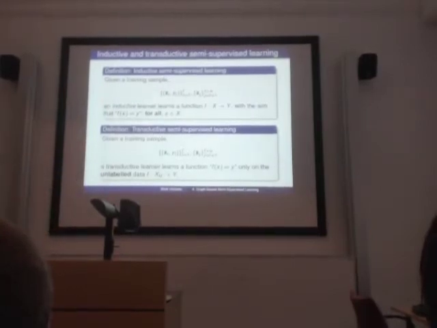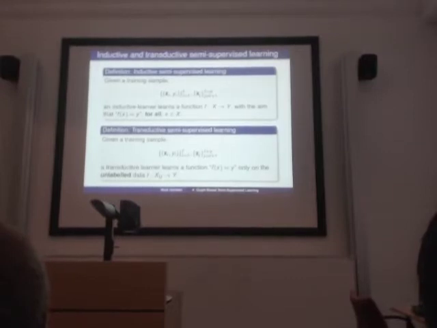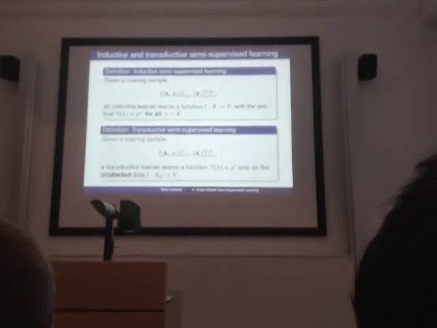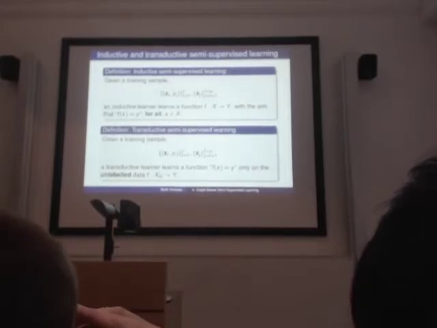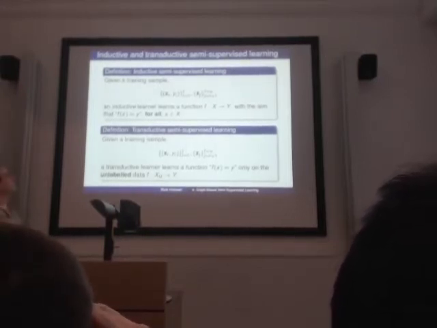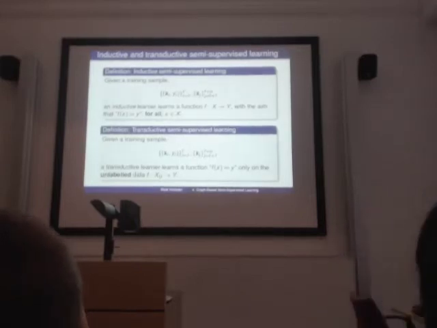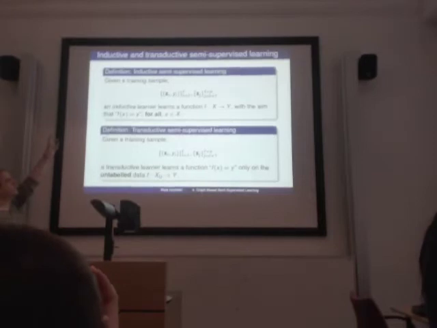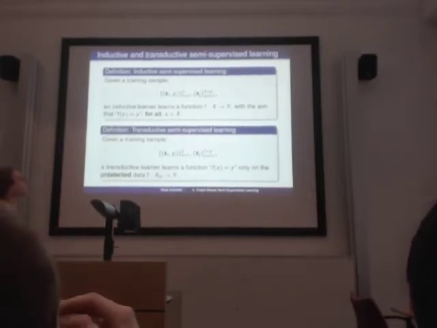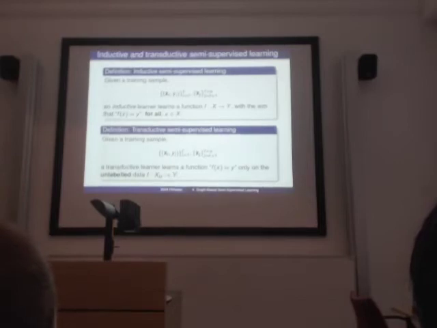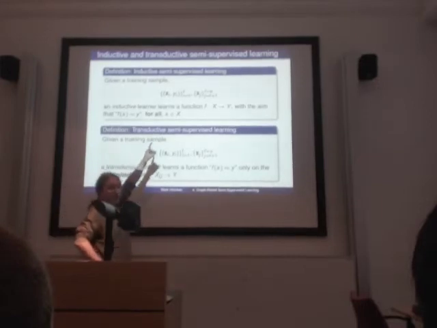A distinction we want to make today. So there's inductive and transductive semi-supervised learning. So induction, we have the same model. We have a training sample, xi, yi, and we have our unlabeled data. And our goal is to learn a function on some future sample that perhaps has nothing to do with your given training sample. Somehow you want to infer a function for every possible x.